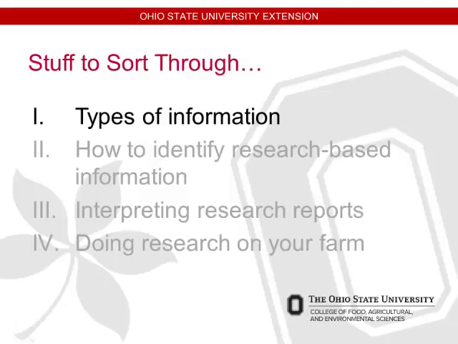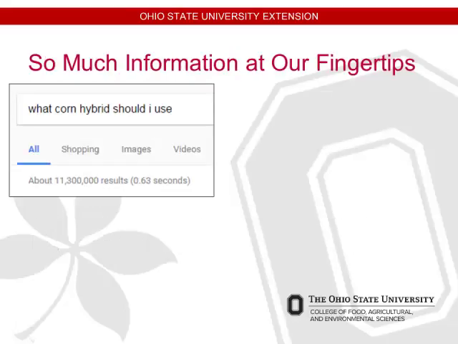I don't know about you, but the first thing I do when I have a question is go straight to Google, type it in, and see what the answer is. So that's what I did for you. I looked up what I think are the most pressing questions for on-farm research, and I Googled them. The first one: what corn hybrid should I use? In just over half a second, Google gave us over 11 million results from people who have the answer of what corn hybrid we should use.